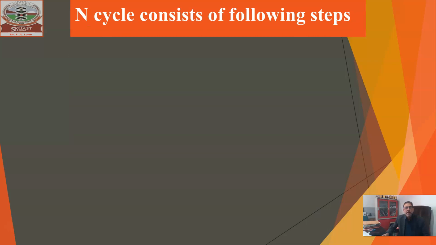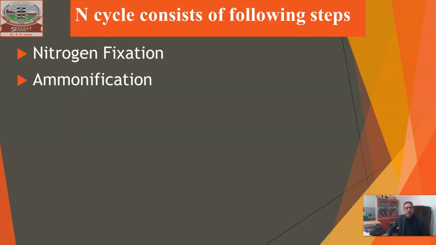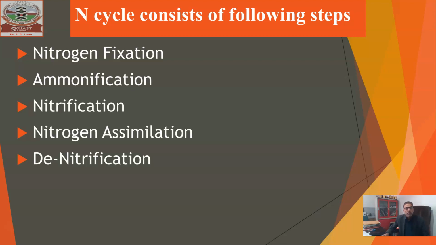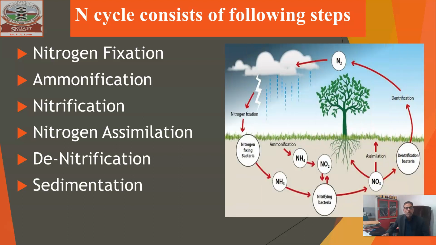Then, the nitrogen cycle consists of the following steps basically. One is nitrogen fixation, ammonification, nitrification, nitrogen assimilation by the plants, then denitrification, where you will find that decomposition takes place, and sedimentation also. And these are all the different steps of the nitrogen cycle.